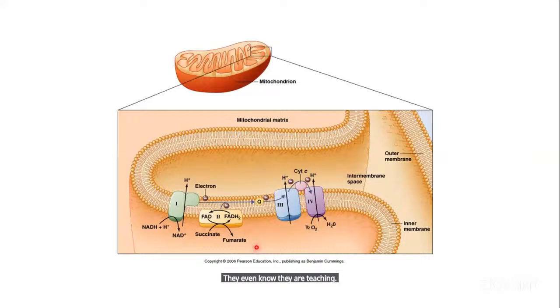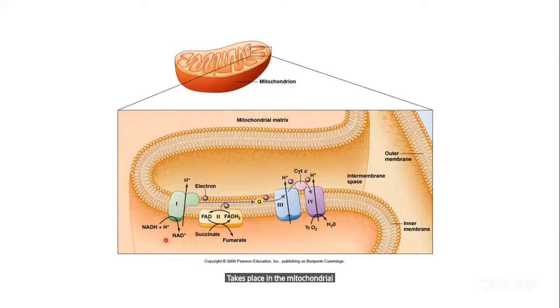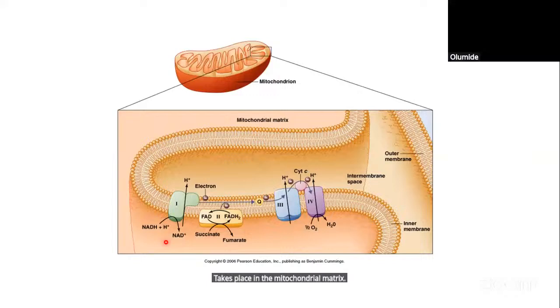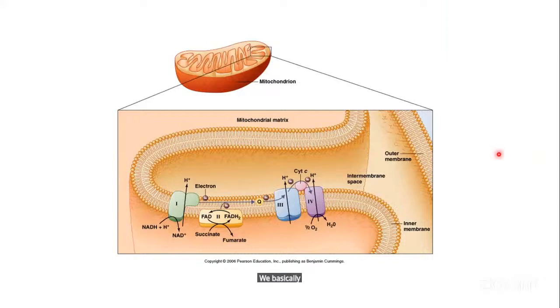Your Krebs cycle takes place in the mitochondrial matrix. Okay. Exactly. Yes, sir. All right. Thank you, sir.